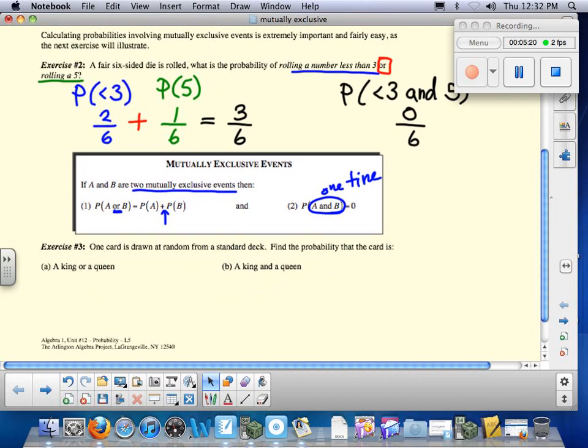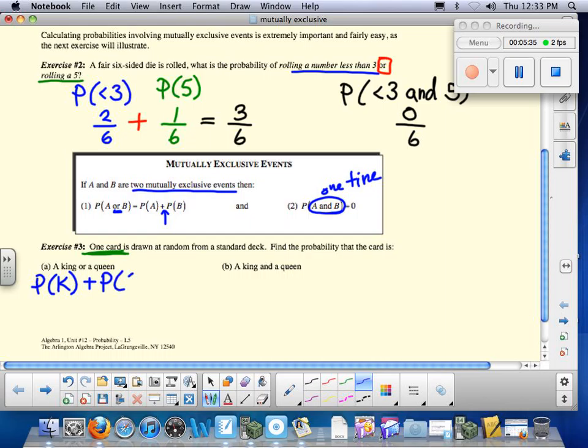Number 3. We're going to draw how many cards? We're going to draw just one card. Find the probability that the card is a king or a queen. Does it tell us what order we have to draw the king or the queen in? No. Okay. So, let's pretend that I draw the king first.